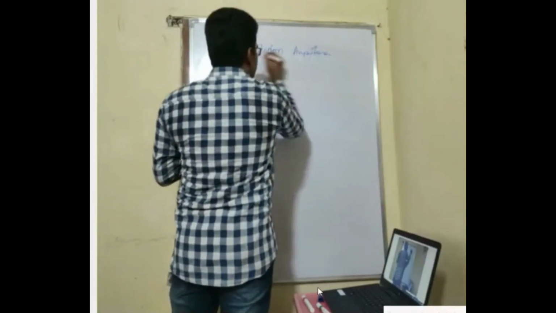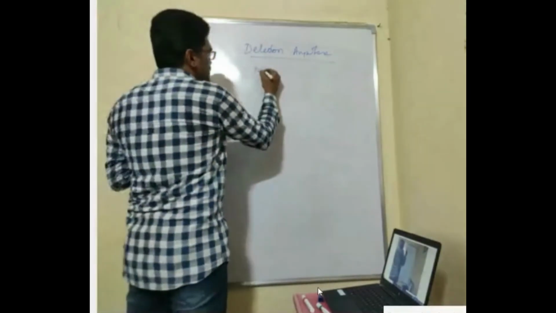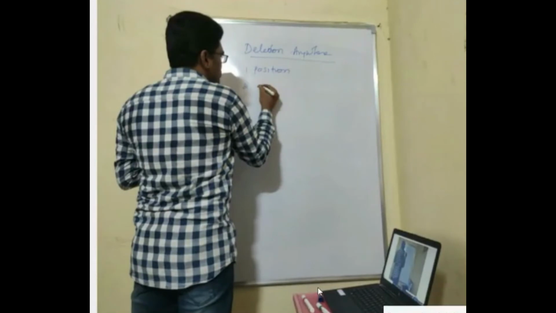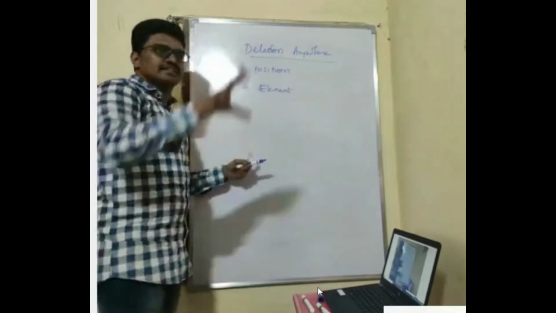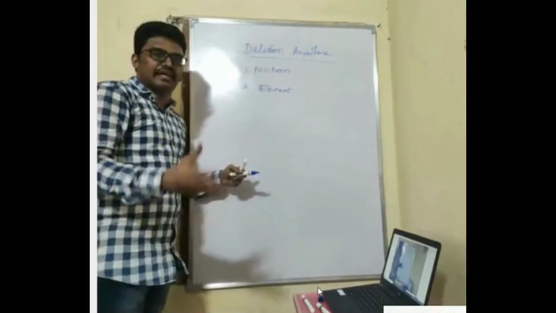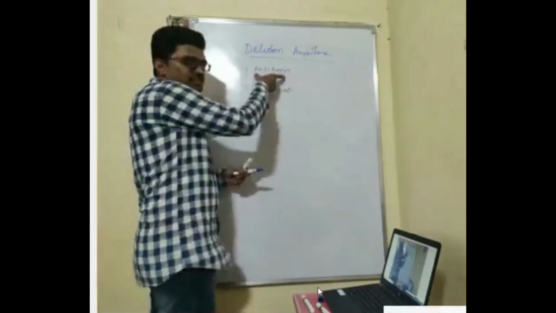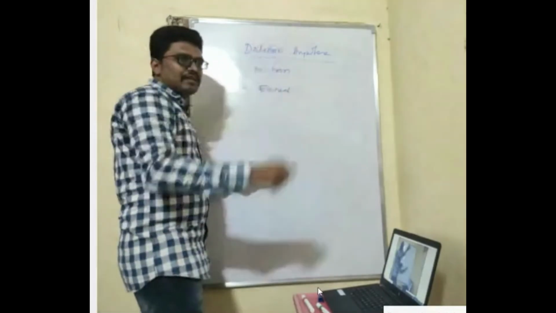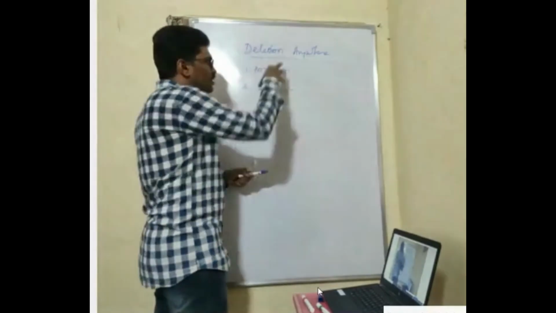Deletion anywhere can be done based on position, or based on element. Based on position, you can delete the second position element, or the third element. Or you can specify the specific element value. That particular value I want to delete, 20 I want to delete, 30 I want to delete. Any of these two things you can do.